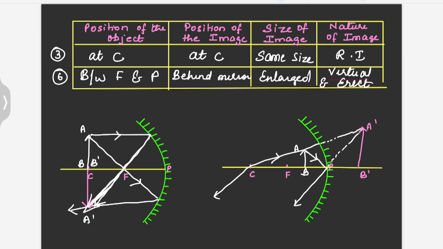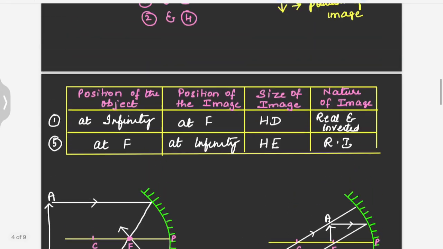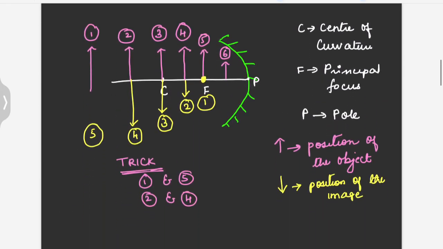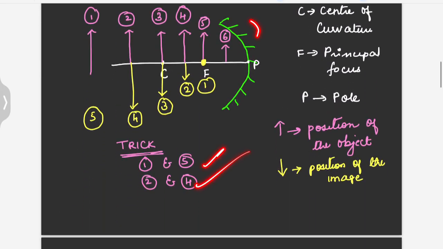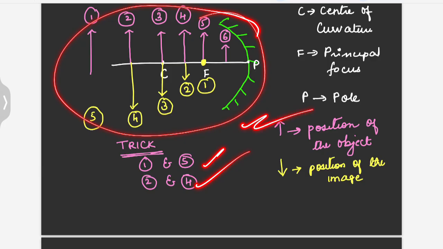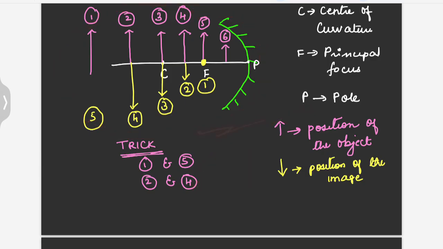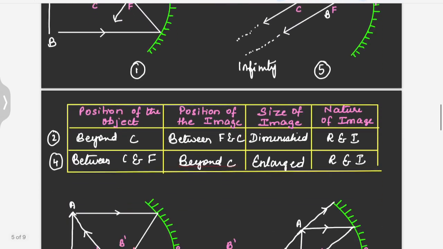Clear? So out of 6 ray diagrams, this is the only one which is different. So the nature of the image here is virtual and erect, and in all the other 5 ray diagrams, it is real and inverted. So this is about the 6th ray diagram. So all the 6 ray diagrams we have completed. So learn these tricks. Because I am explaining, it is taking a lot of time. So when you remember this trick, easily you can draw the ray diagram which comes in your board examination.